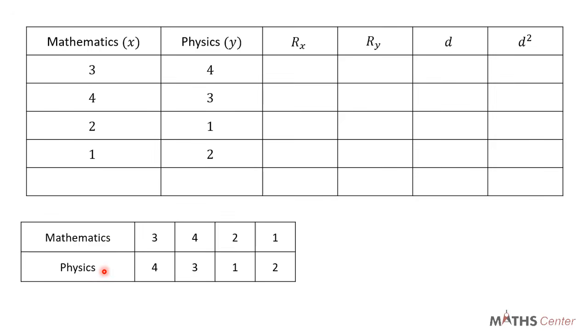You can assign physics X and mathematics Y, and you end up getting the same thing. Here, because mathematics comes first, I'm assigning X to it, and physics comes second, so I'm assigning Y to it. Now, let's come to Rx.